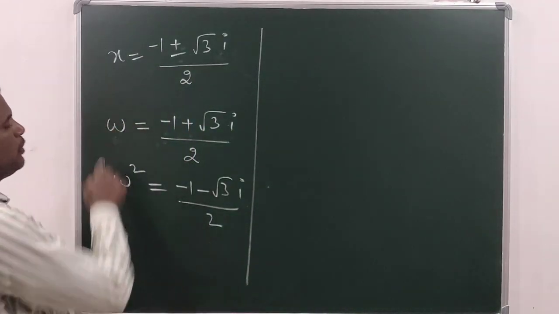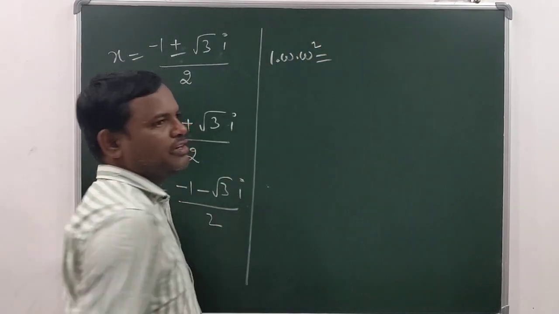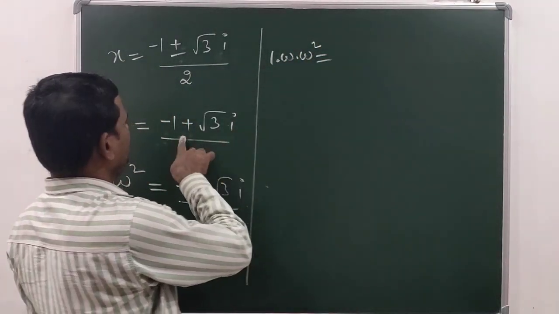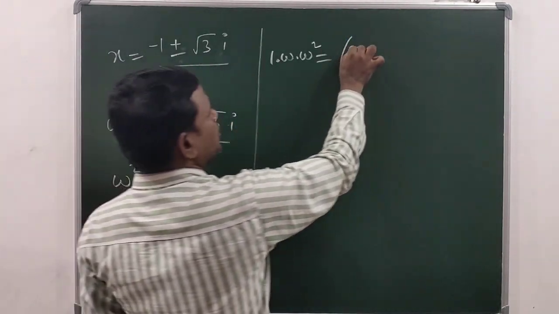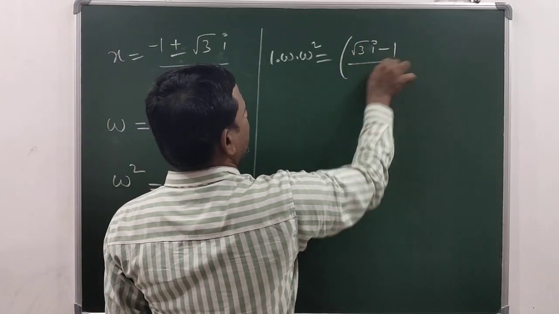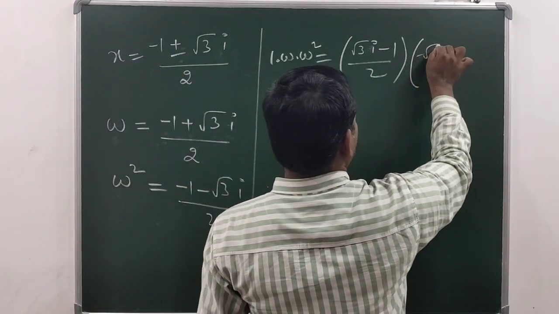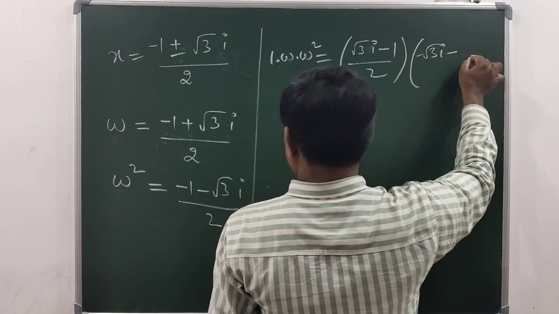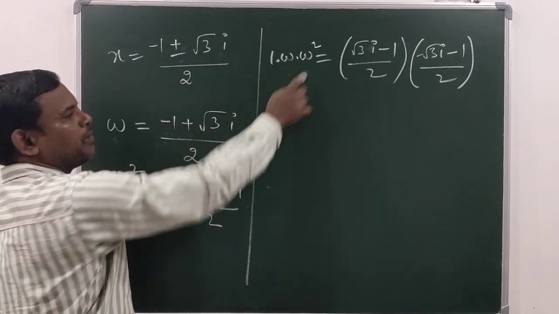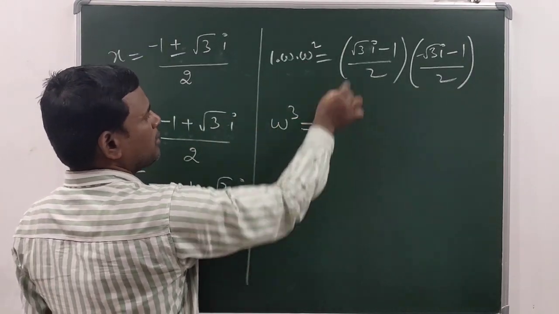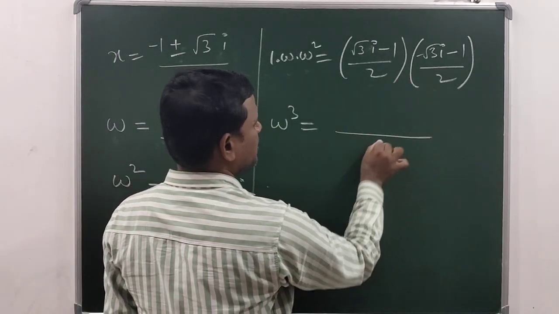Now take the product of cube roots of unity: 1 into omega into omega square. Now what do you get, tell me? Here 1 into this, so here you get omega into omega square, which can be written as minus 1 plus root 3i by 2 into minus 1 minus root 3i by 2. Otherwise, 1 into omega square you will get omega cube. Now take the product of the two denominators, which becomes 4.